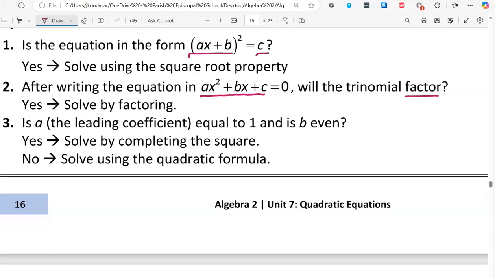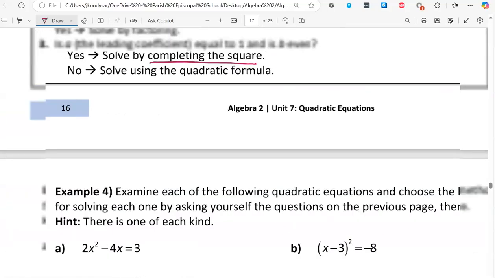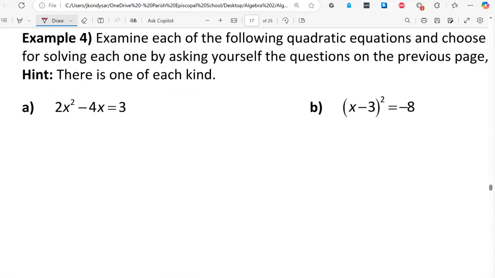A third question to ask, is the leading coefficient already equal to 1? And is b, the middle coefficient, an even number? If yes, then go ahead and solve by completing the square, because that'll probably be an easy solution path. And if no, then go ahead and use the quadratic formula. Quadratic formula tends to be harder for all of those equations that could be solved by one of these other methods more easily. All right, so let's take a look at example 4.